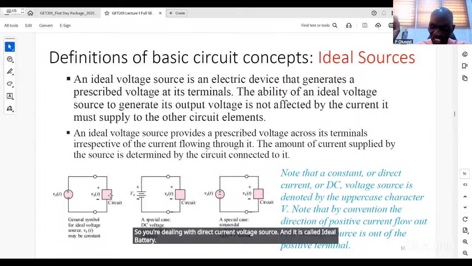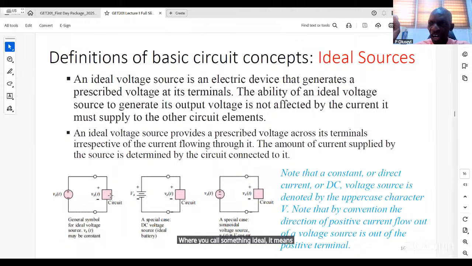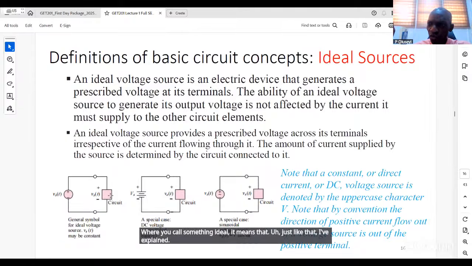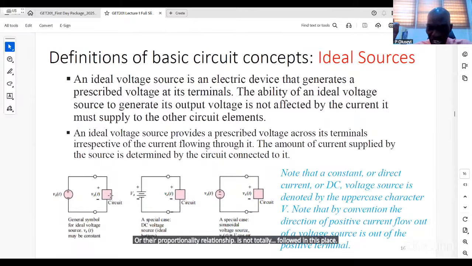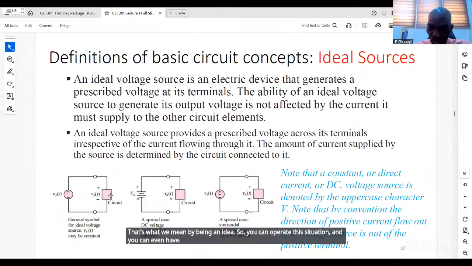When you call something ideal, it means that, just like I've explained, the rule of voltage and current interaction, or their proportionality relationship, is not totally followed in this place. That's what we mean by being ideal. So you can have an ideal situation and you can have a practical real-life situation.